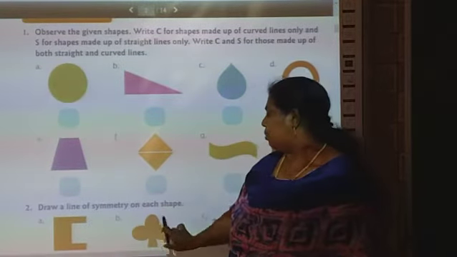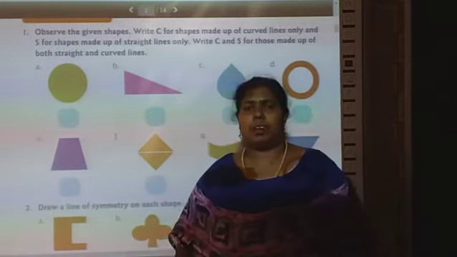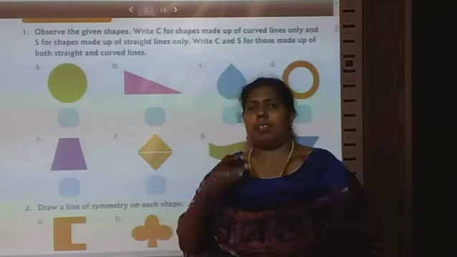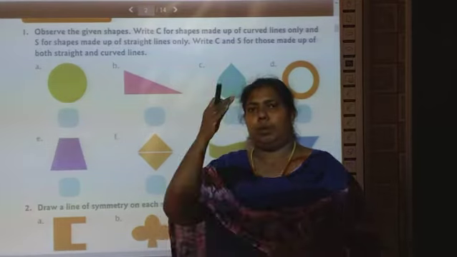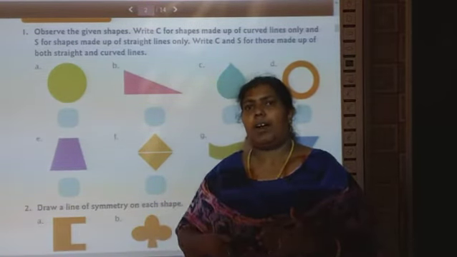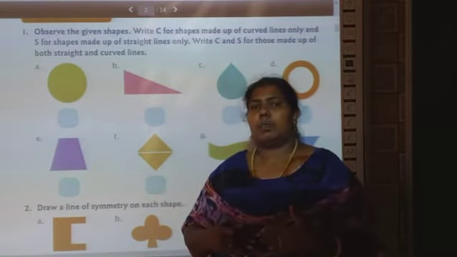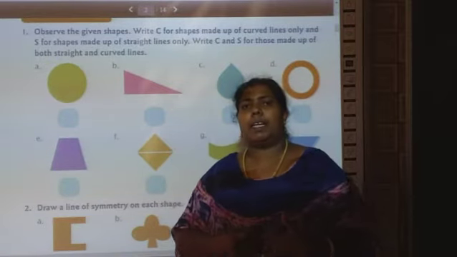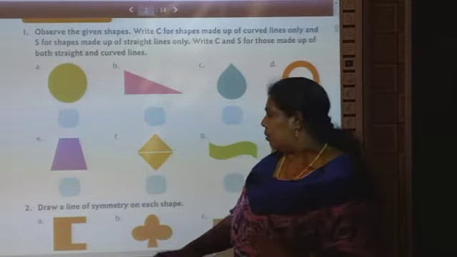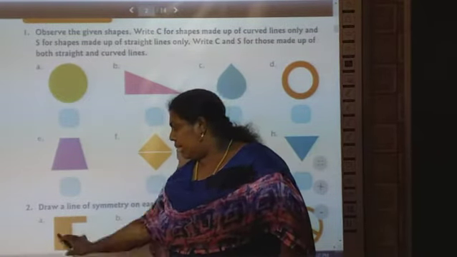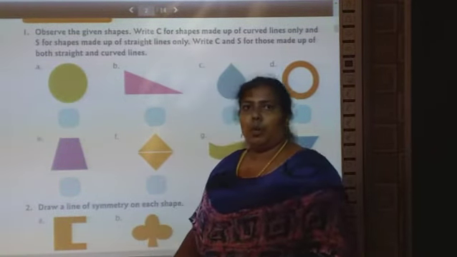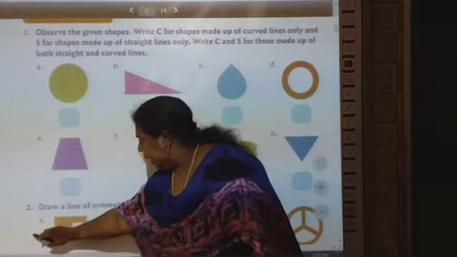Draw a line of symmetry on each shape. Lines of symmetry you also learn, right? When we divide with a symmetry line, it will become identical shapes, isn't it? When you make the mirror line, or line of symmetry, if you make both sides, you will get the identical shape. For example, if you draw the line like this, is it possible to get the identical shape? No, we cannot get it. So we can draw the mirror line.